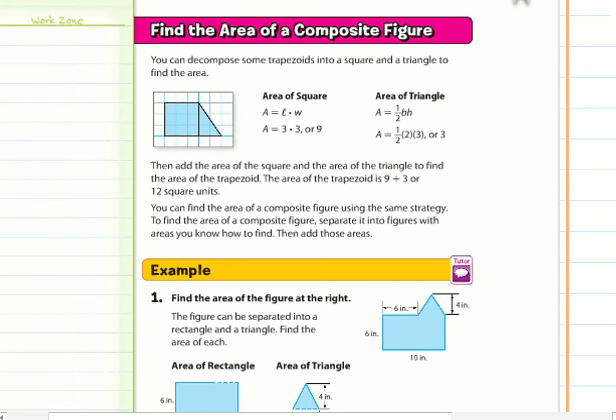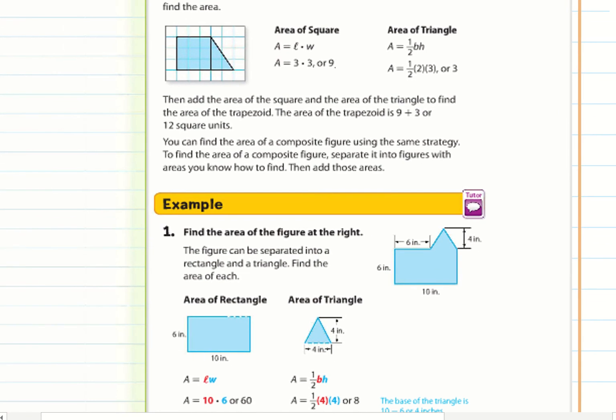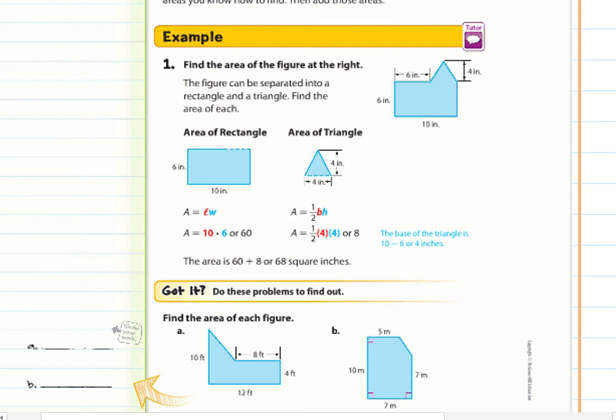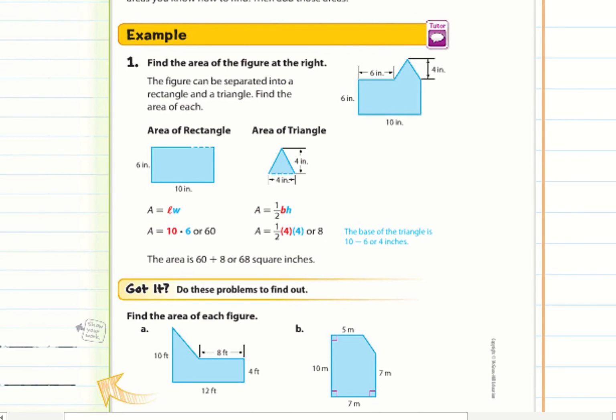So when finding the area of a composite figure, you can decompose some trapezoids into a square and a triangle to find the area. So you take the area of the square and then add it with the area of the triangle. So let's look at example 1. Find the area of the figure to the right. So we have to kind of dissect this.